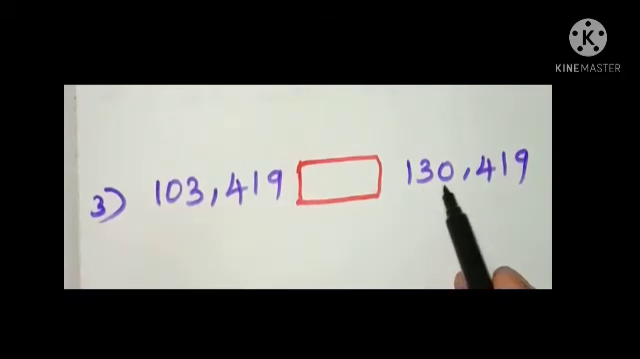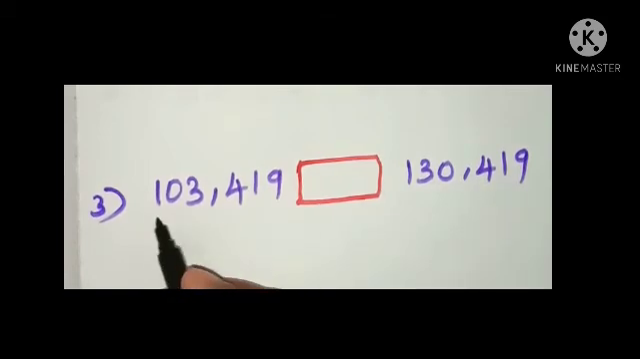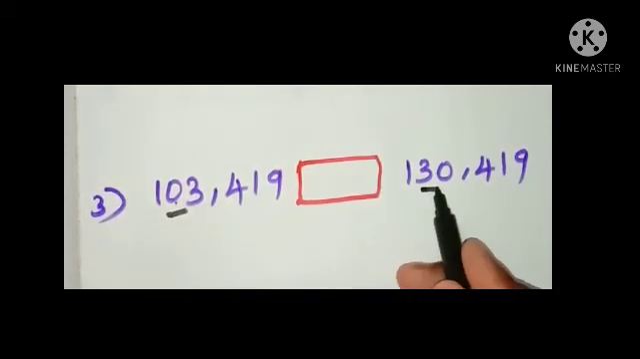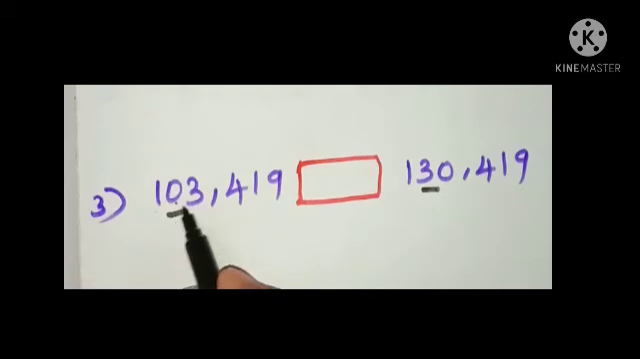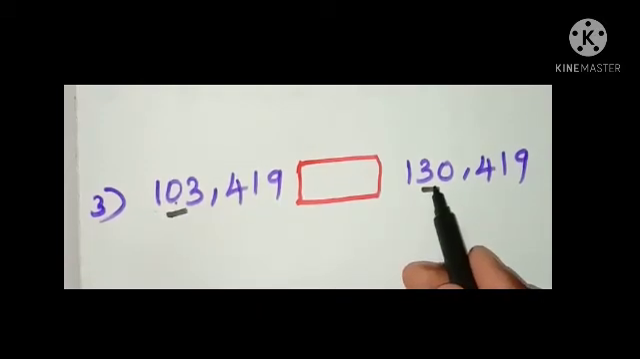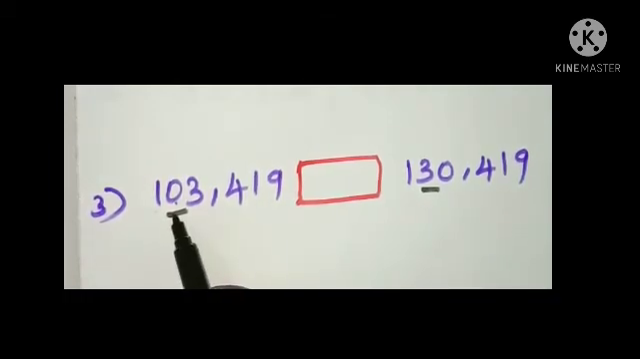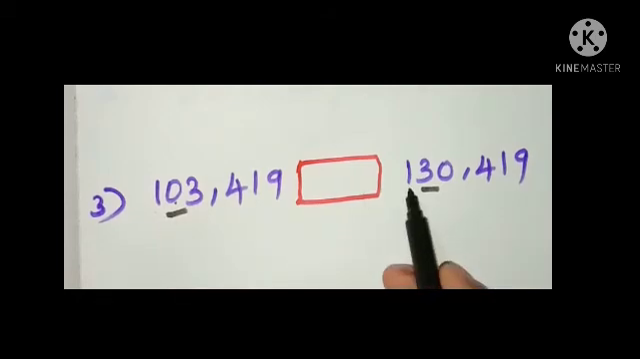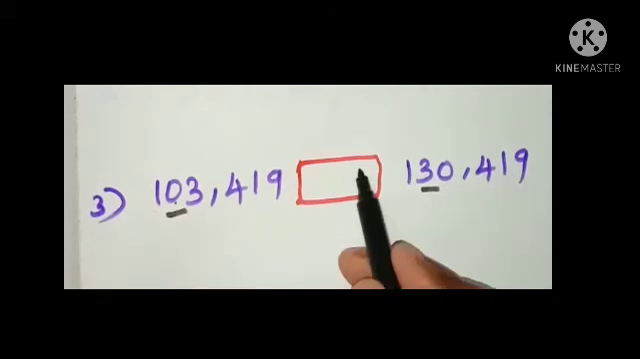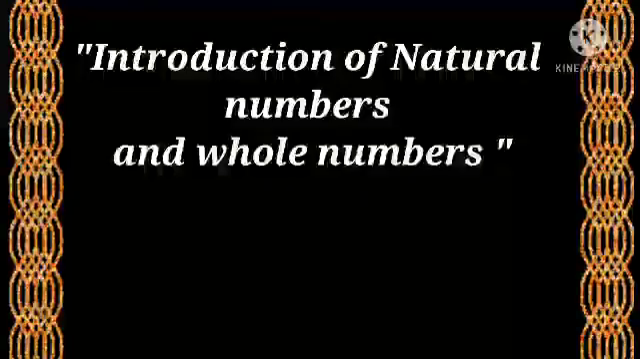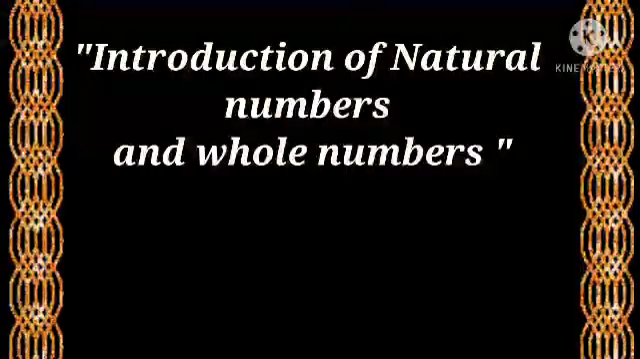1,03,490 and 1,30,419. So first check from left to right. 1, 1, 0, 3. So see the 10,000th place. Here 0 is present. In the second number 3 is present. So which is greater? Yes, 3. Thus the number 1,30,419 is greater than the number 1,03,419.